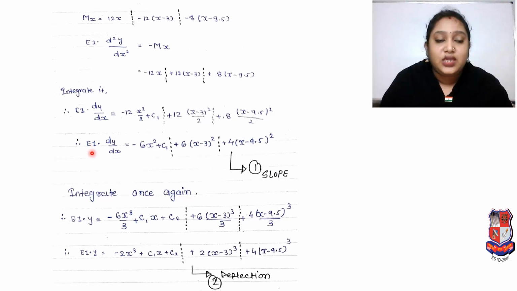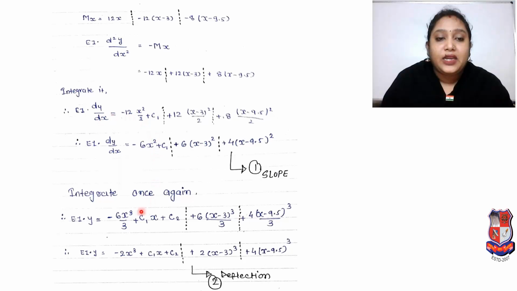Then here you can see EI into dy by dx. So here 6 into 2, so 2 will be cancelled. So here minus 6x square plus c1, as per rule that c1 is with the first term. So minus 6x square plus c1. Then here 2 into 6, so 2 will be cancelled. So 6 in bracket x minus 3 bracket over whole square. Here 4 into 2, so 2 will be cancelled, plus 4 in bracket x minus 9.5 bracket over whole raised to square. Okay, this is our equation 1 for slope.